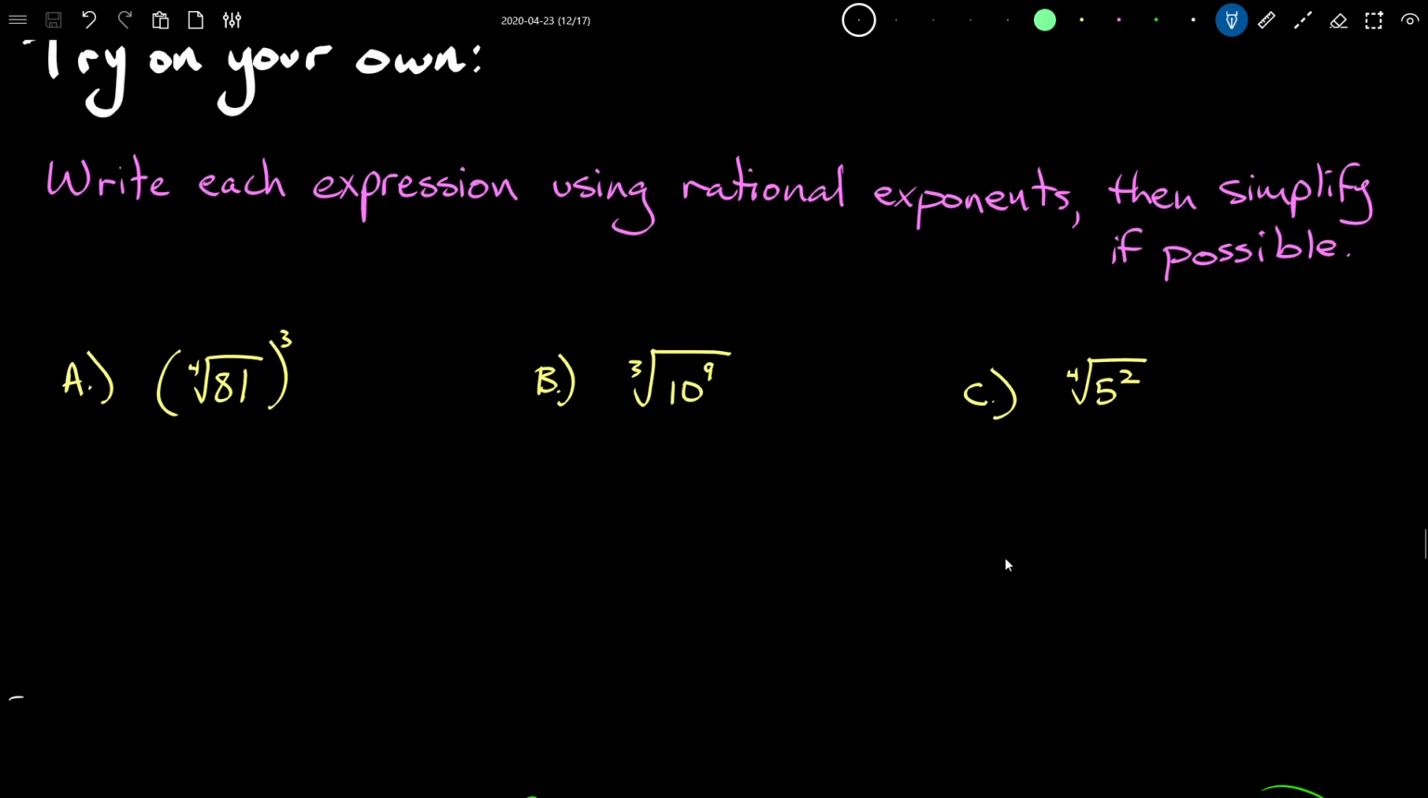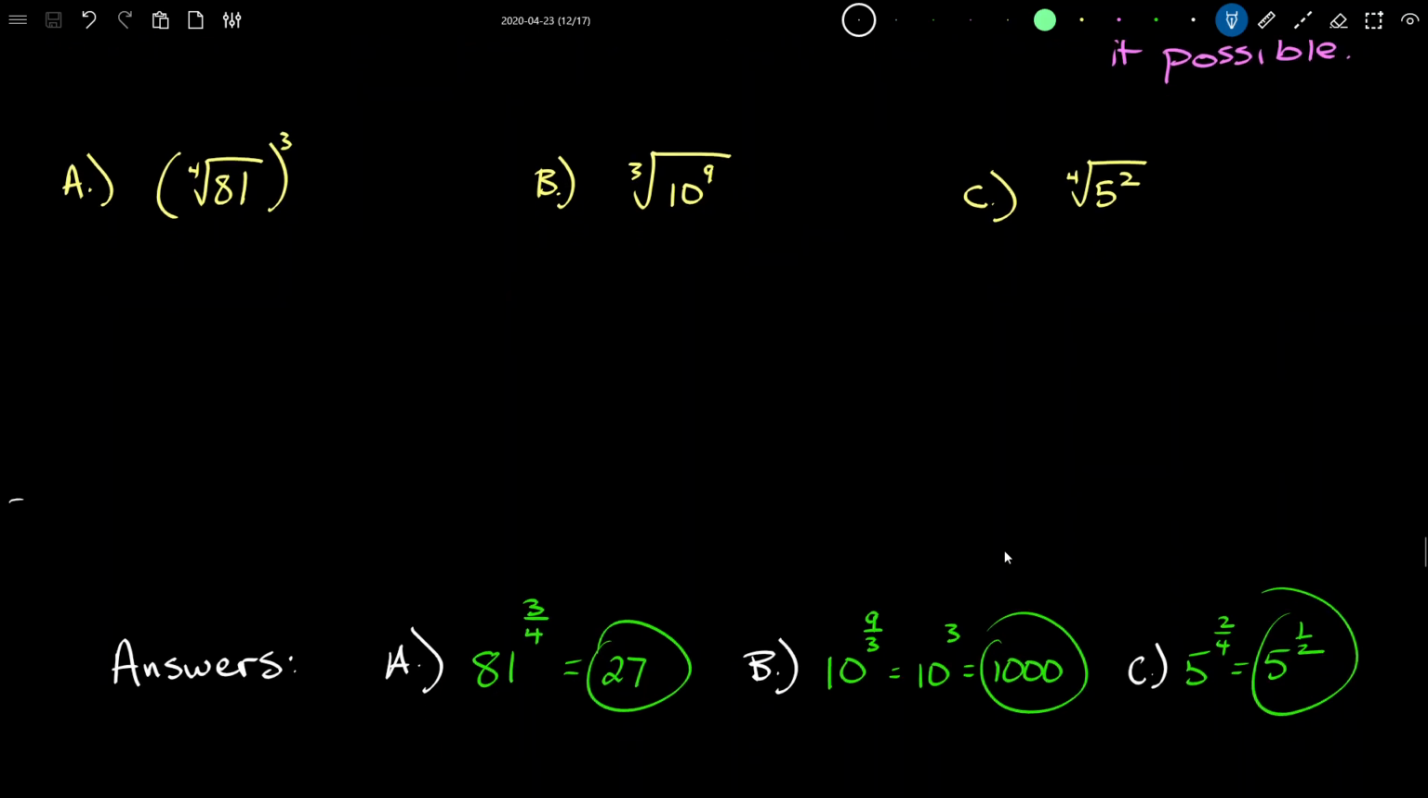Okay, now that you have tried them, here are the answers on the bottom, and I put a little bit of work with them if you needed it. But they're all somewhat the same. You'll notice on A and B, they're pretty much the exact same style question, just written differently. On A, the root was written first on the inside and then cubed on the outside. B and C had the power on the inside, but it really doesn't matter. It doesn't change how it works.